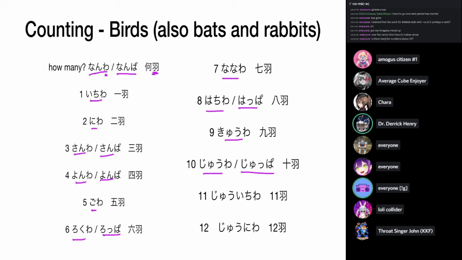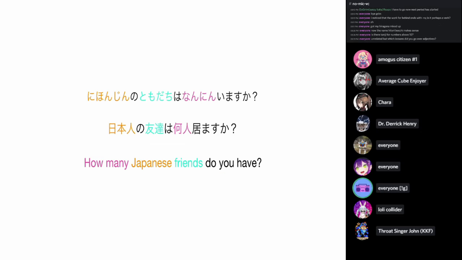For our purposes, if you just say the number plus wa, it's good enough. People will understand it. So let's use those counters in a sentence. Nihonjin no tomodachi wa nannin imasu ka? Nihonjin, so Nihon was Japan, jin I said was people. So Nihonjin, Japanese people. Tomodachi was friends. Nannin imasu ka? How many do you have? So how many Japanese friends do you have?